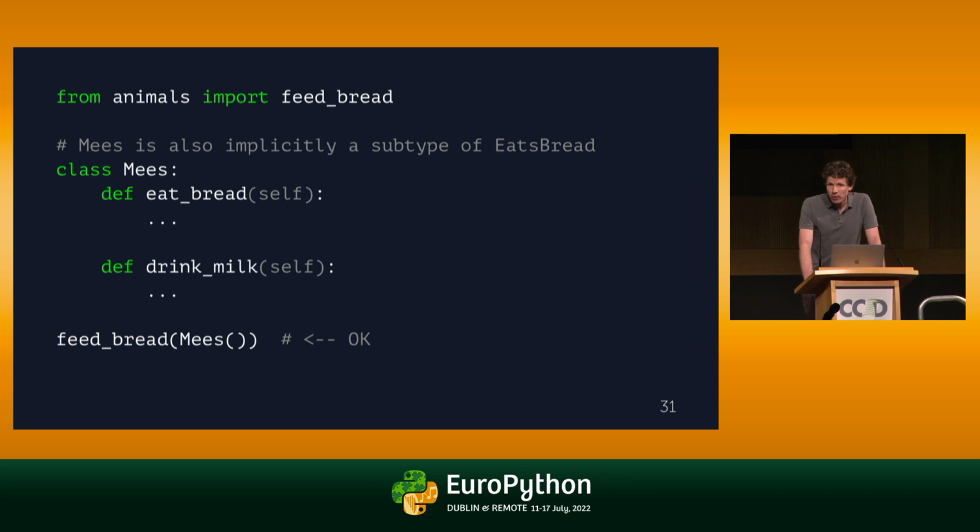Now, if I were to import that function from a package, so from animals import feed_bread, and then again define a class Mice, then Mice is also implicitly a subtype of EatBread because it implements a method that's called eat_bread. And again, I can call this function feed_bread on Mice, and that works all fine, without having to do anything at all. All I need to do is make sure that the required functionality is there. So the class Mice has a method that's called eat_bread. That's all I need to do, and then everything works fine. That's pretty nice, isn't it?